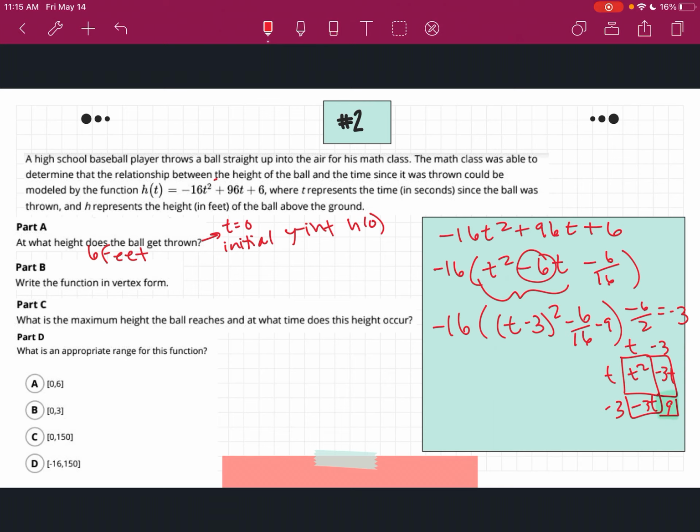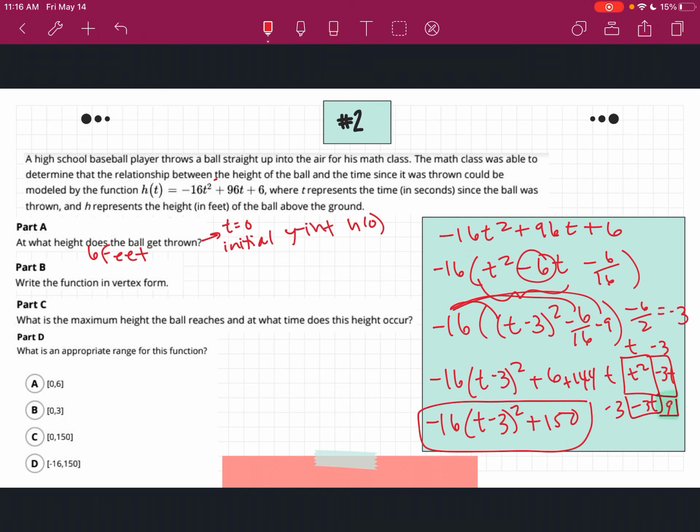Okay, now from here, all we have to do is distribute that -16 back in. We can't go inside the parentheses, so it's just t minus 3 squared. -16 times -6 over 16, those bottom and the top are just going to equal 1, right? So this turns into just 6. And then -16 times -9 is +144, okay? So simplifying this all the way down, we get -16 times t minus 3 squared plus 150. So that is our equation in vertex form.